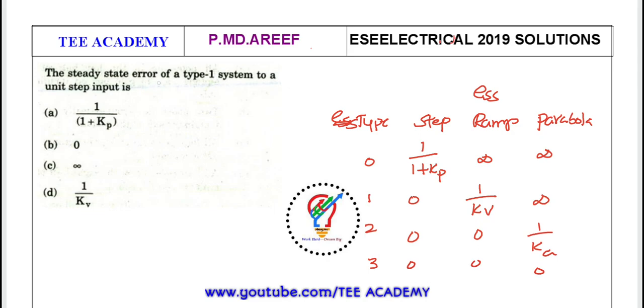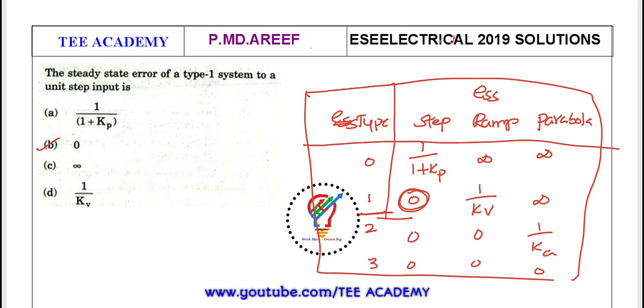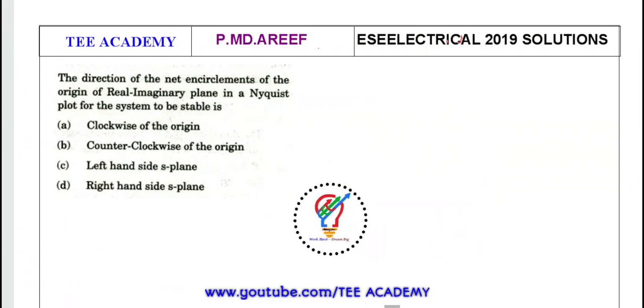Now the steady state error of a type 1 system. So type 1 means type 1 here to a step input. Step input, what is the response here? It is 0. So ESS is going to be 0 here. So remember this tabular column, it's very very important, and you can expect one question from this tabular column itself. Okay, now note it down in your notes. We'll move to the next question.